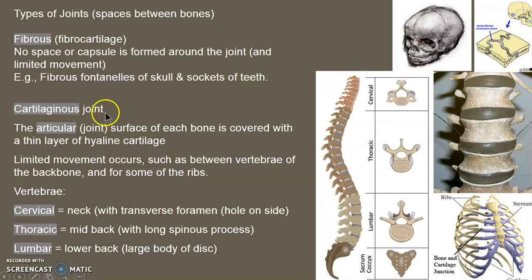A second type of joint is cartilaginous, and here we have it in the vertebra. Cervical, the neck. How do you know it's cervical? Look at these transverse foramens. Those are holes for nerves, so you know it's cervical. Thoracic, long spinous process. Look at these guys. That's for muscle attachment. Kind of makes sense. Lumbar is the lower, holding a lot of body weight, so the body of the vertebra is very thick.